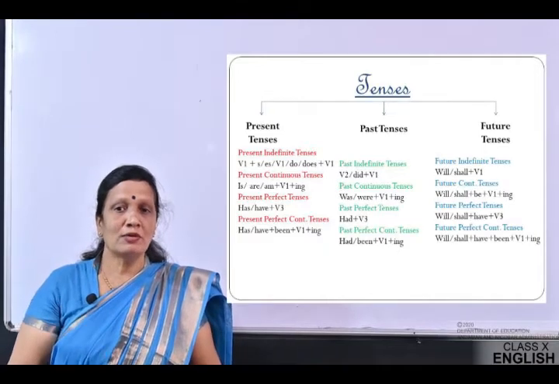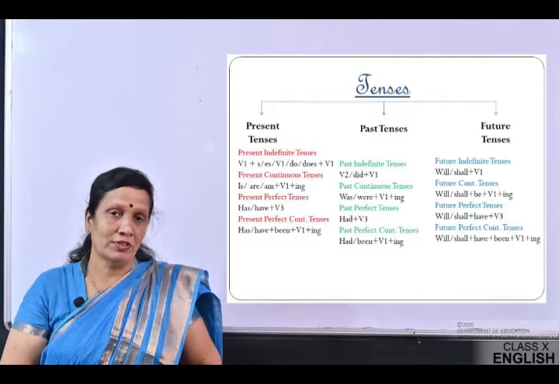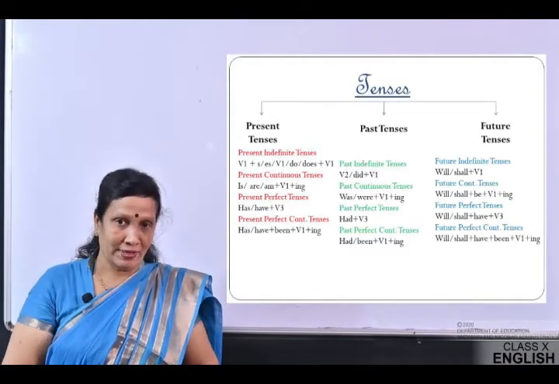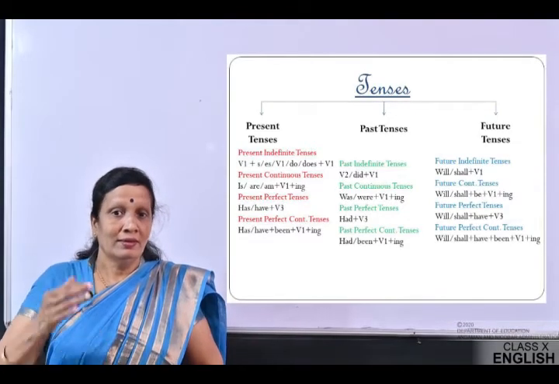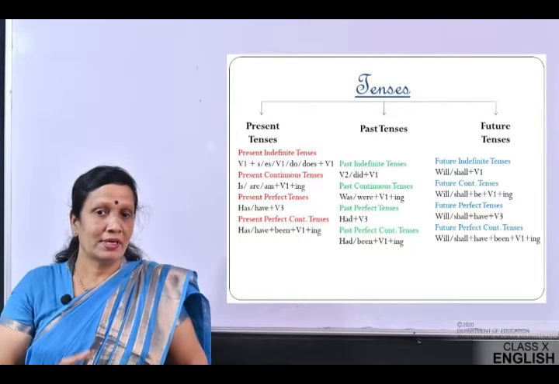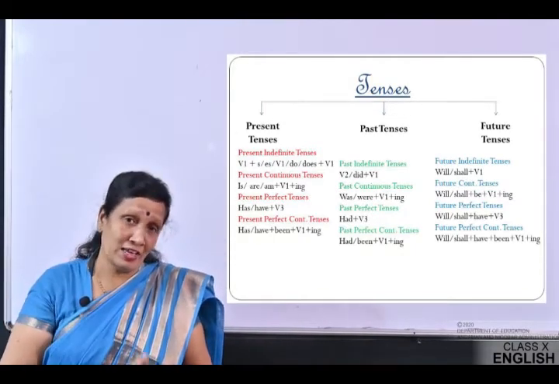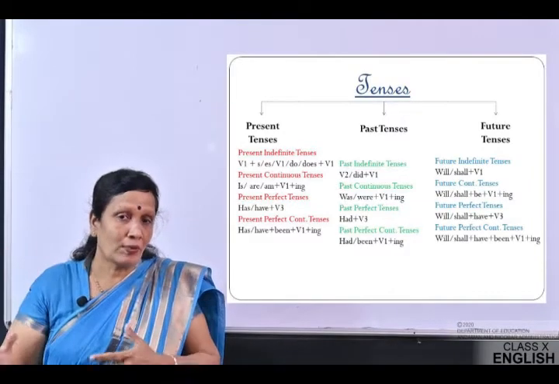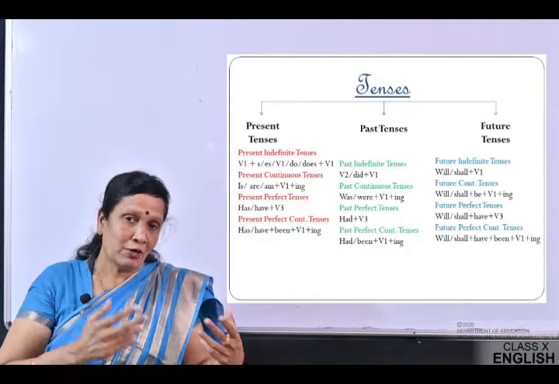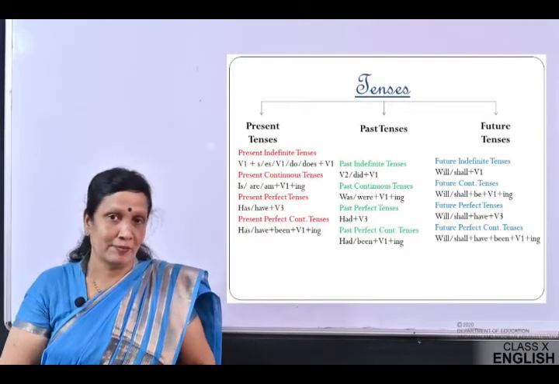Now, the past perfect tense: had plus the third form of the verb. I had written a letter to my friend. Past perfect continuous tense is had plus been plus the first form of the verb plus ing. Had been writing, had been living, had been teaching in the school for the last 2 years.